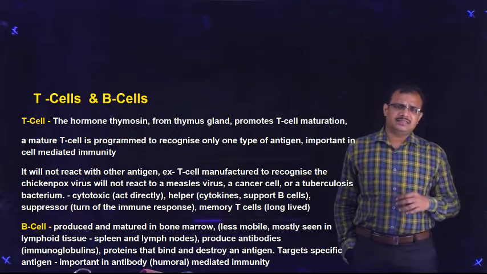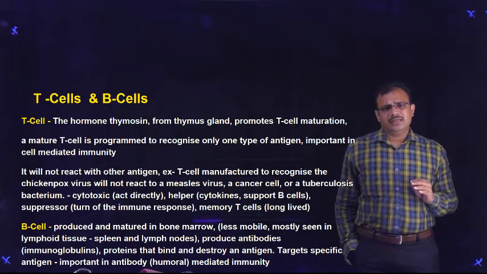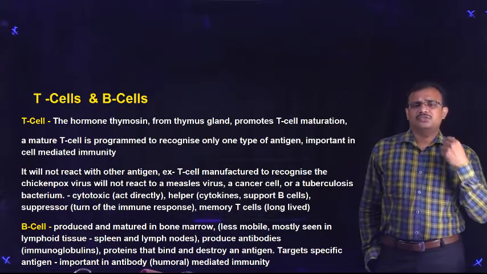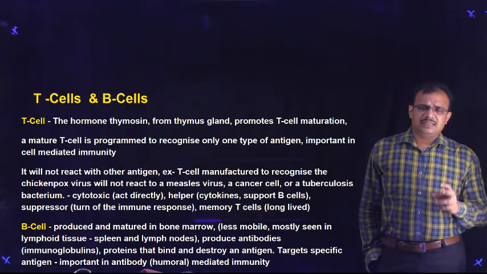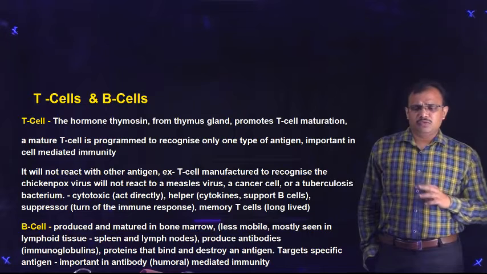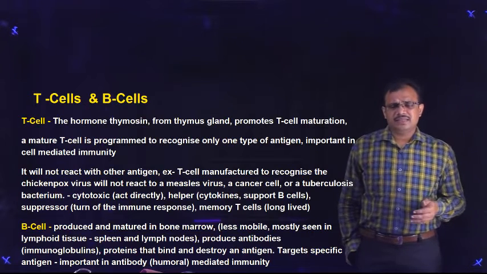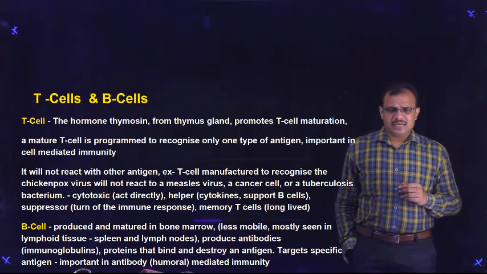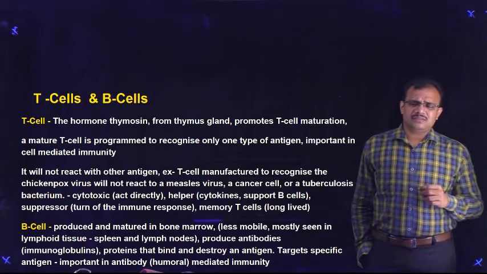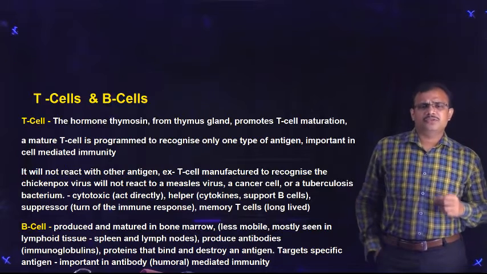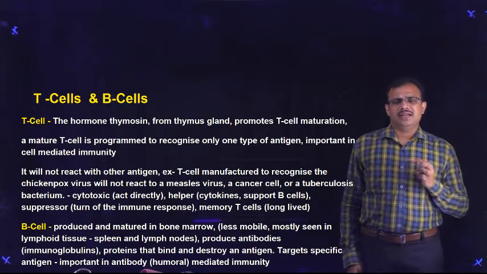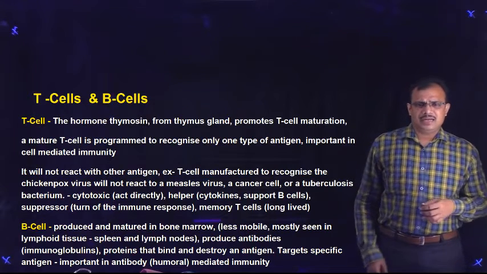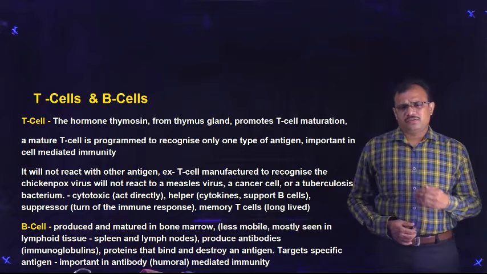Whereas we have seen the T cells directly go and bind to that particular antigen. Whereas B cells produce antibodies, and these antibodies go and bind to the antigen. These antibodies are called immunoglobulins, which are proteins that will go and bind to that particular antigen and destroy it. And these antibodies are also specific in terms of their antigen, and only that particular antibody will go and bind to that particular antigen and cause destruction of that antigen.